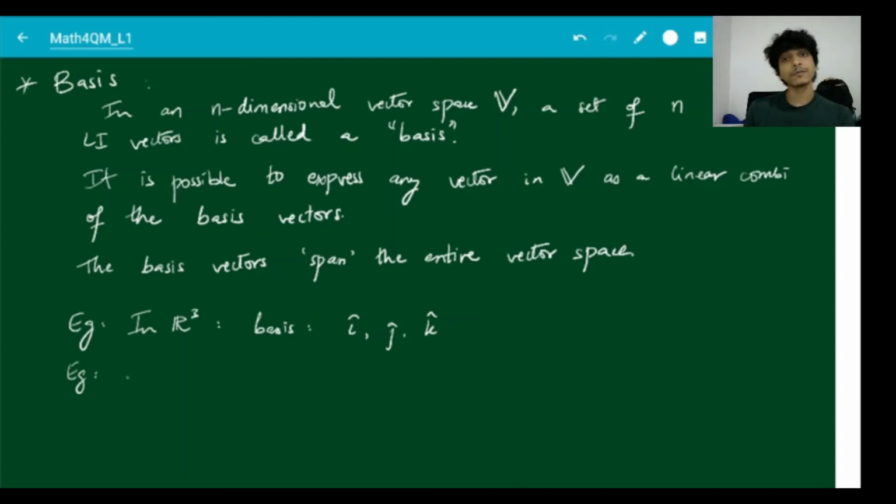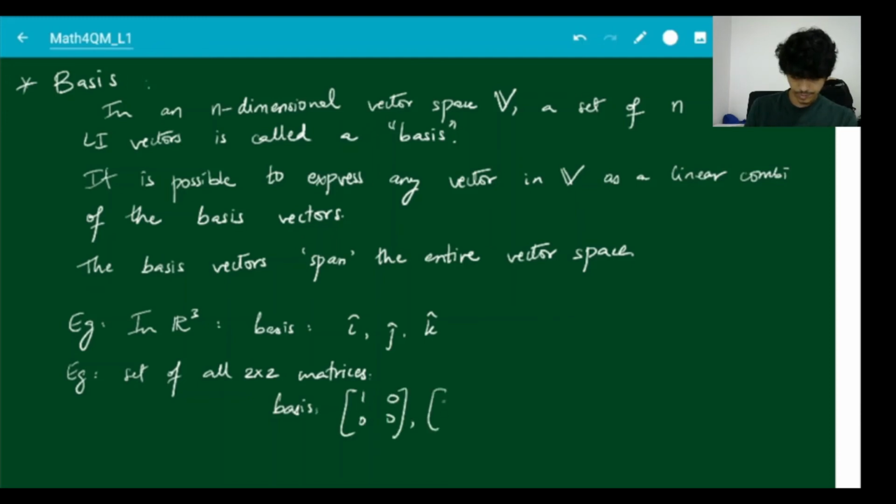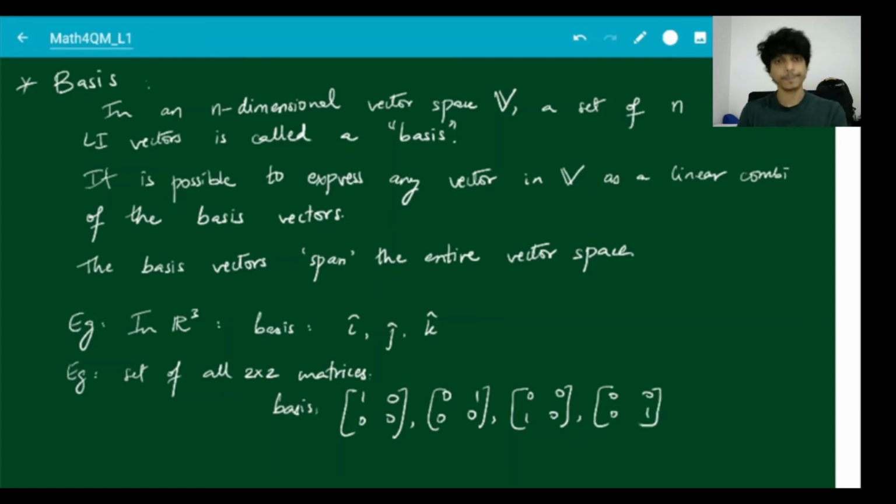We were talking about the set of all 2 cross 2 matrices earlier. For this, I can write the following basis set: [1 0; 0 0], [0 1; 0 0], [0 0; 1 0], [0 0; 0 1]. Tell me, do you think this makes sense as a basis set? Because then any 2 cross 2 matrix, which is of the form A, B, C, D, I can write as a linear combination of these.